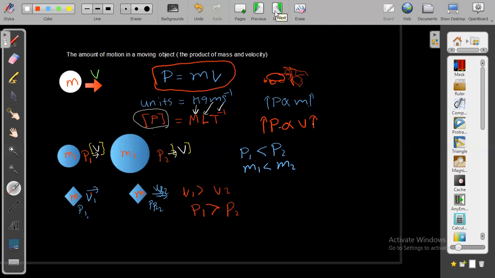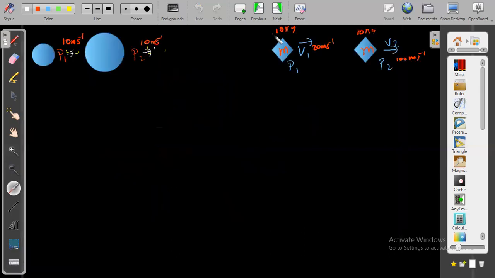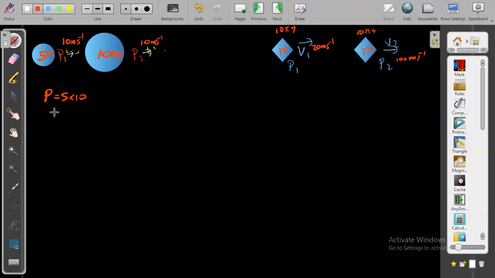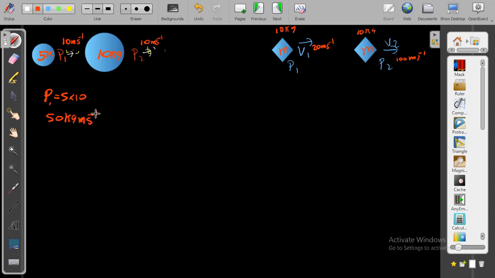I thought of giving you some numericals. This is all about symbols and algebra. I know some of the students are feeling annoyed with this type of algebraic symbols, so I decided to go along with some numerical values. Both the objects are traveling at a velocity of 10 m s minus 1, but one is 5 kg, the other one is 10 kg. Let's see the momentum of the first one: 5 times 10, so the momentum of the left hand side one is 50 kg m s minus 1.